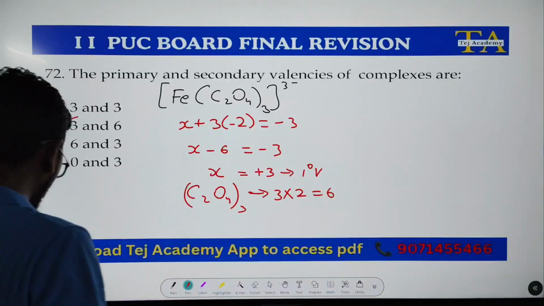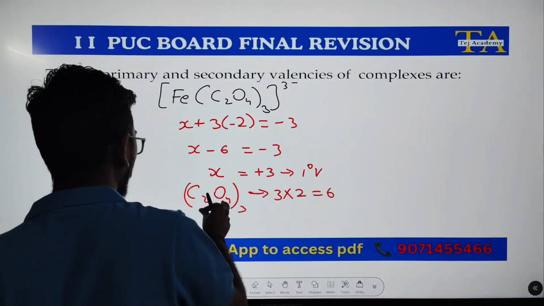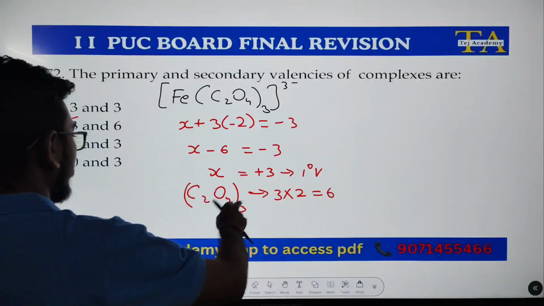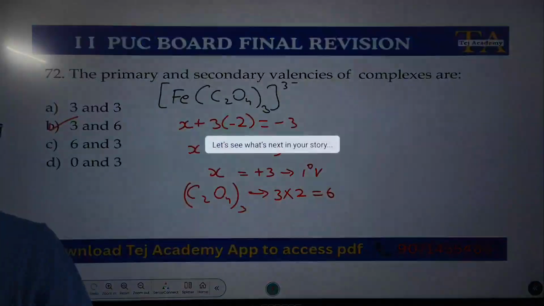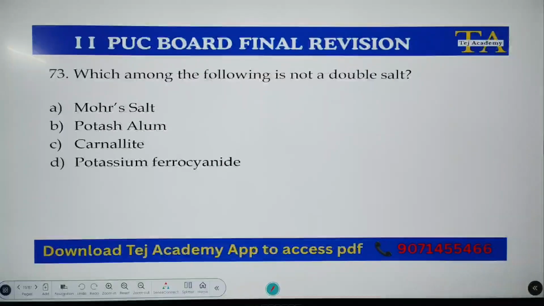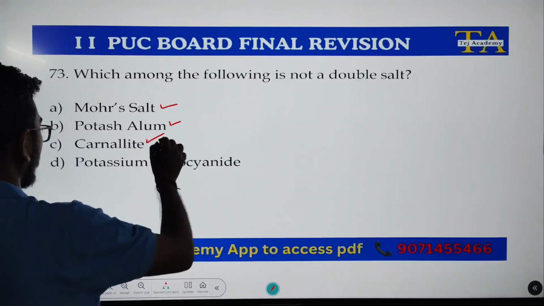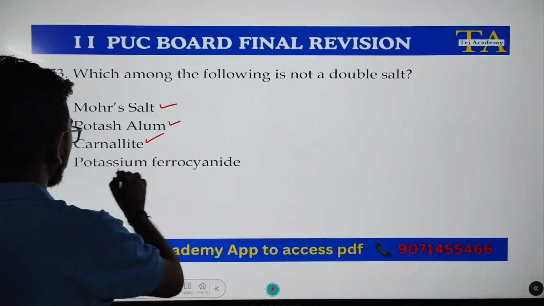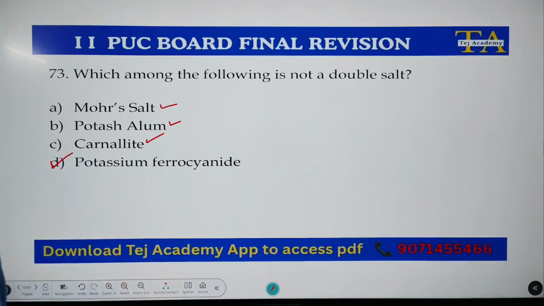So how many coordinate bonds are we going to observe? For 1 C2O4, 2 coordinate bonds. So for 3, 6 coordinate bonds. So your correct answer is option B. 73. Which among the following is not a double salt? Mohr's salt is a double salt, potash alum is a double salt, carnallite is a double salt. Potassium ferrocyanide is not a double salt. So option D is the right answer.